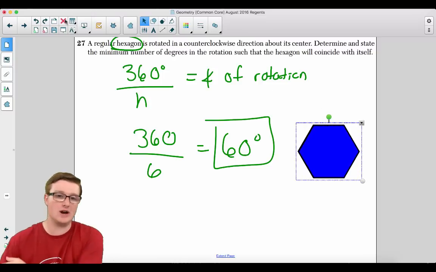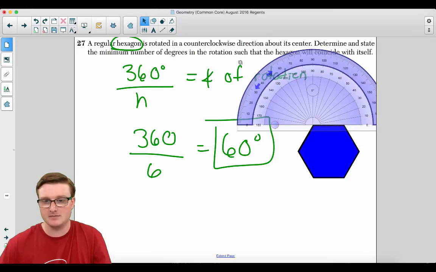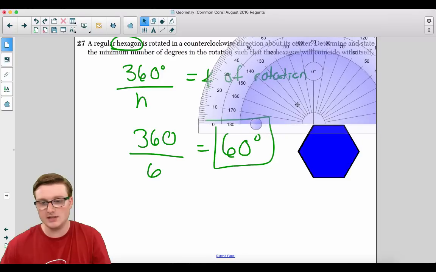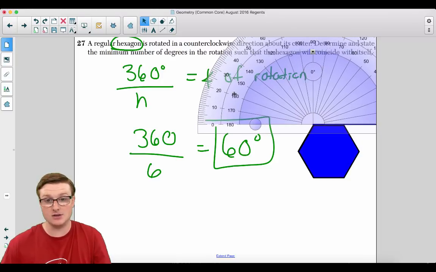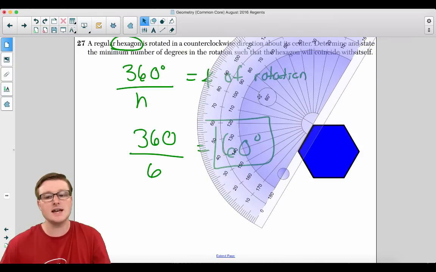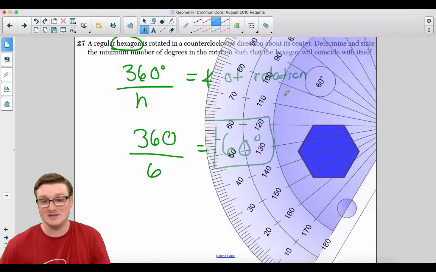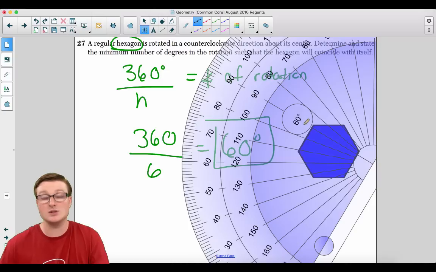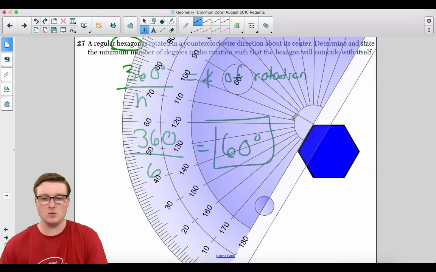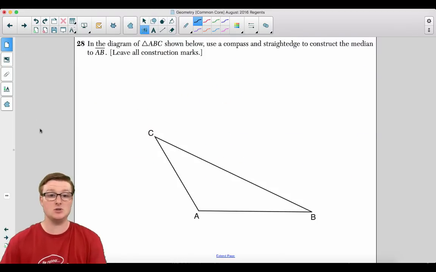And if you actually take a protractor, and unfortunately you can't use this on your Regents, but if you take a protractor, I'm going to make this a little bit bigger, and you place it on one of the vertices, and you rotate it until you get to this side length, or this side over here, and you keep rotating it, and you line up with it, what does that number say? What is that number right there? It is 60. That is equal to 60. So therefore, we know for sure that 60 degrees is the angle of rotation that we need to map the hexagon onto itself. That's how you do question 27.